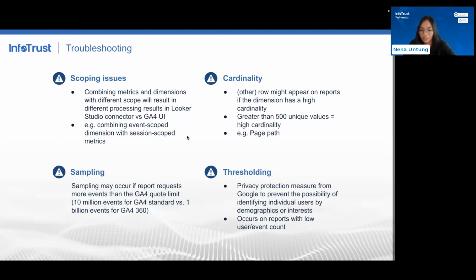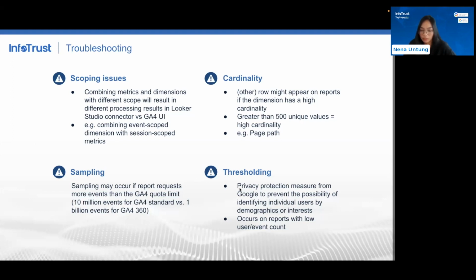And then the second issue is related to cardinality. So when you display a report or make an analysis on Looker Studio, you might occasionally see an "other" row appear on the table. This might occur if you are reporting a dimension with too many values, or high cardinality. There might also be issues with sampling, which might occur if you are trying to report more data than what is actually within the GA4 quota limit.